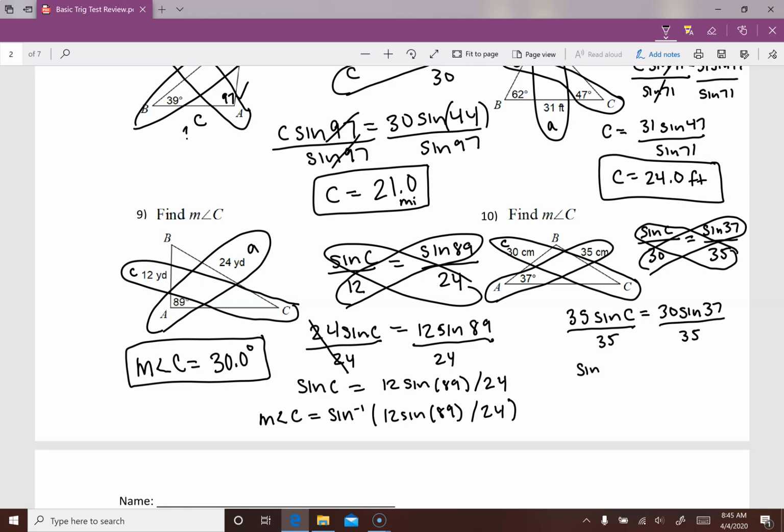And I get sine C is equal to 30 sine 37 divided by 35. Now I need to take sine inverse of both sides, and that's going to give me that my C, or my measure of angle C, is equal to sine inverse of all of this. See if I can fit it in here. Nailed it. And I'm doing that math in my calculator, making sure you close parentheses after the 37. All right, and I get 31 degrees. So I've got my measure of angle C equals 31.0 degrees.